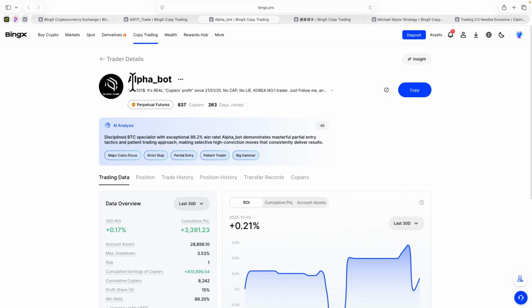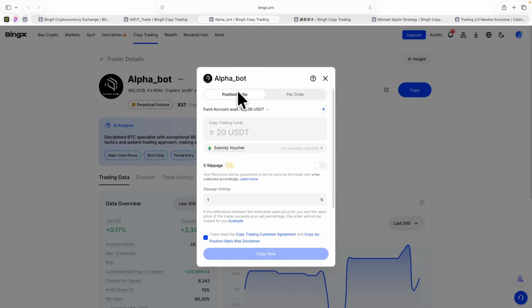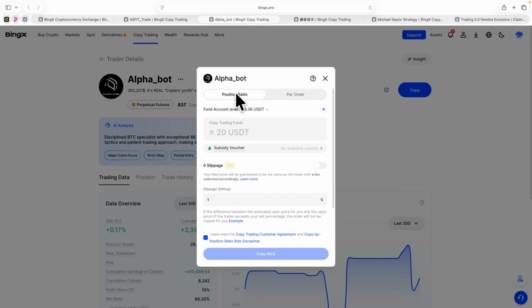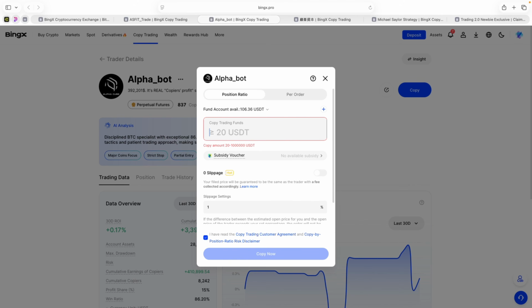So let's say I want to copy this person, Alpha Bot. I'll just come here and click on copy. So on the screen right here, you see two options. You have position ratio and you have per order. Now, if you are picking position ratio, it means that your capital per trade will be entered proportionally. Now, let me explain. Let's say, for example, I come here and I put, let's say, $100. You can see the minimum amount is 20 USDT. You'll put it there. So let's say I come here and put $100.